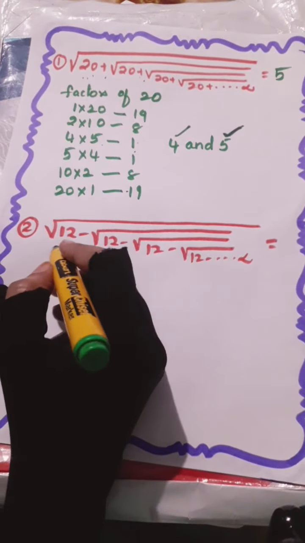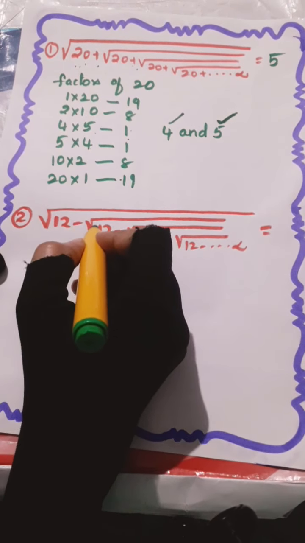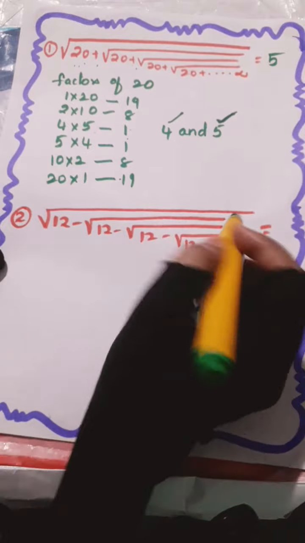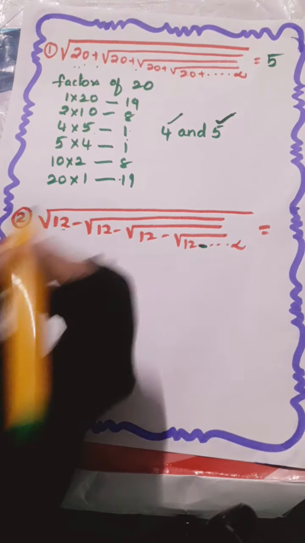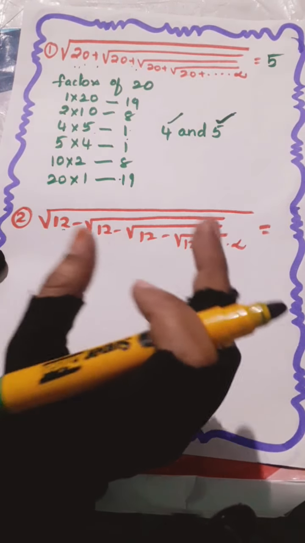Next our question is under root 12 minus under root 12 minus under root 12 minus under root 12 minus dash dash dash up to infinity. So again we have to do, what are the factors of 12? We have to see that factor whose difference is 1.